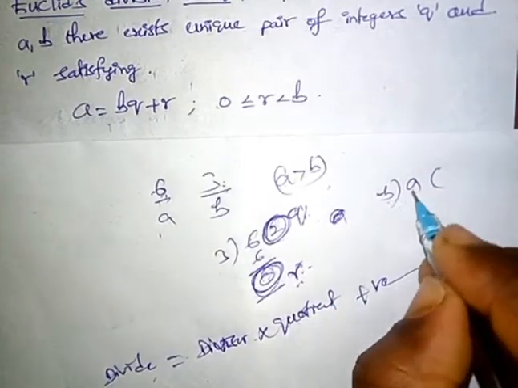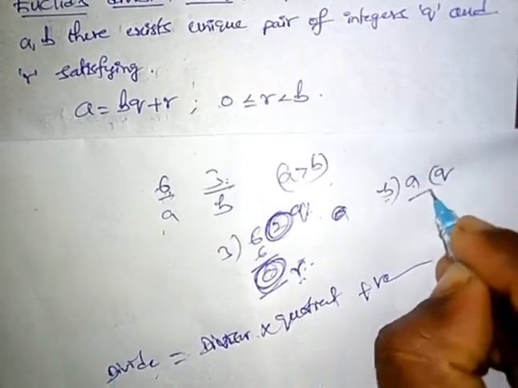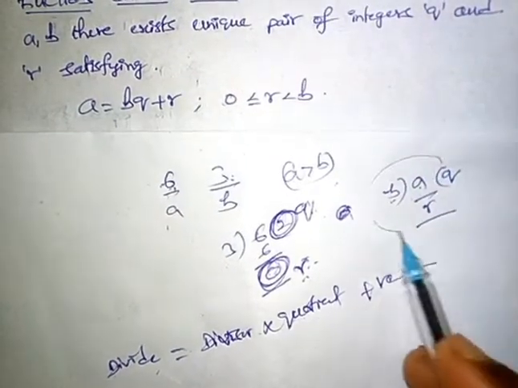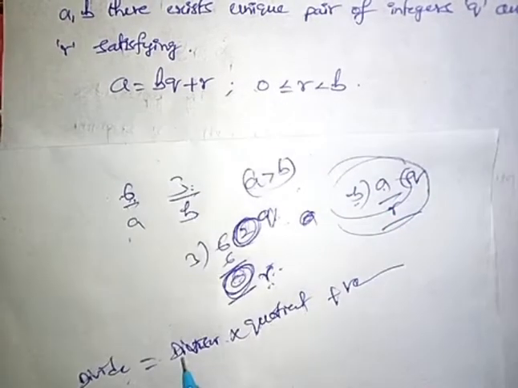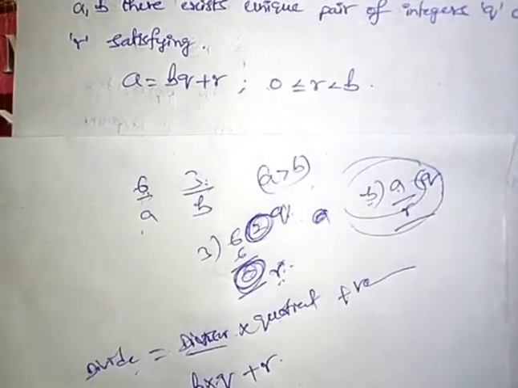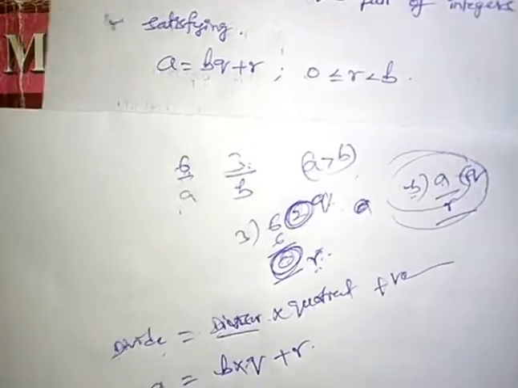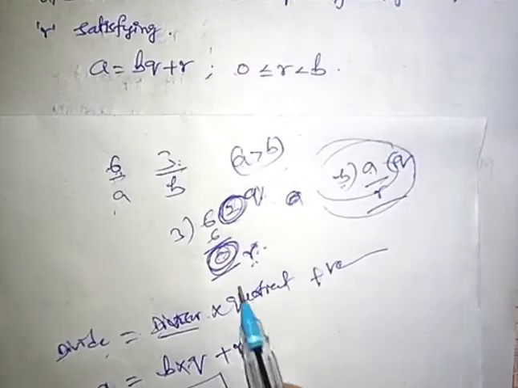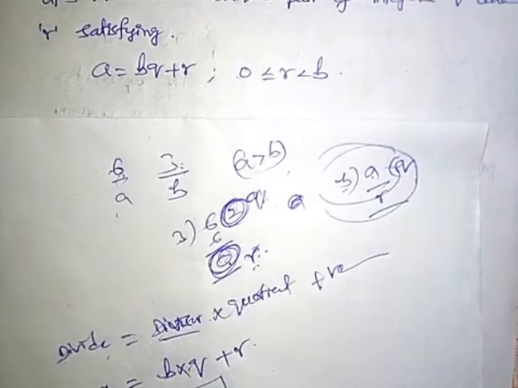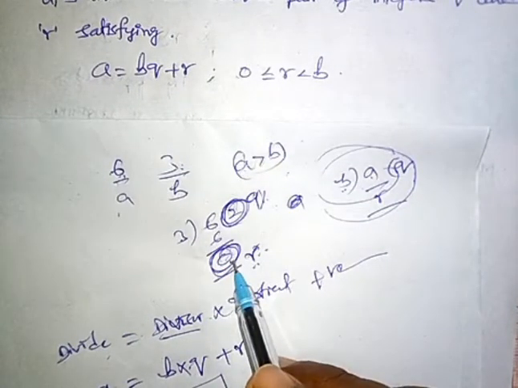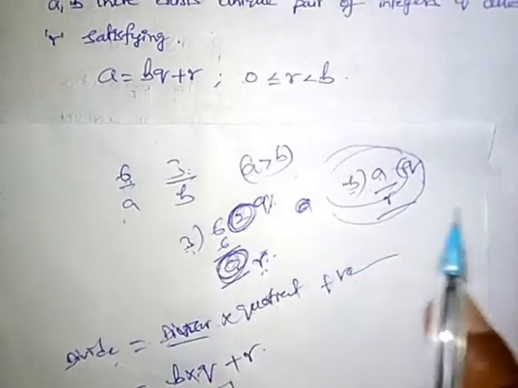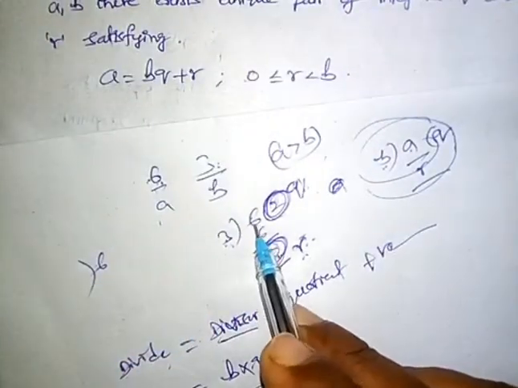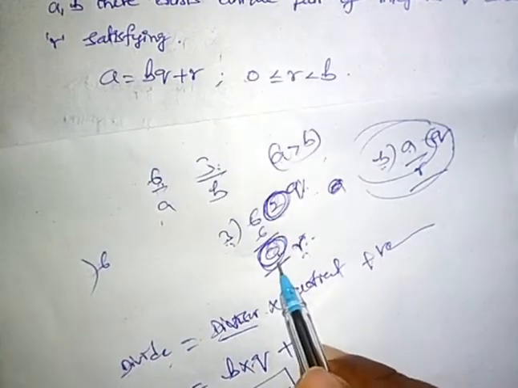So if you divide a by b, there exists a quotient and it leaves some remainder. If you substitute in this division algorithm, the dividend is a, the divisor is b, the quotient is q, plus r, that is a equal to bq plus r. This is the condition. And if you observe here, the remainder is 0, and in any division, the remainder is equal to 0 or less than the divisor. So let me explain one example. In this example we divide 6 by 3, and in this case the remainder is 0.